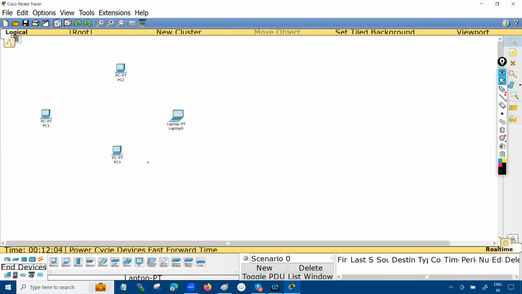Now, for example, if you want to put 5 to 6 PCs over there at the same time, what you can do is hold the shift key and then right click. Okay, why is it not working? Hold on. Nice.